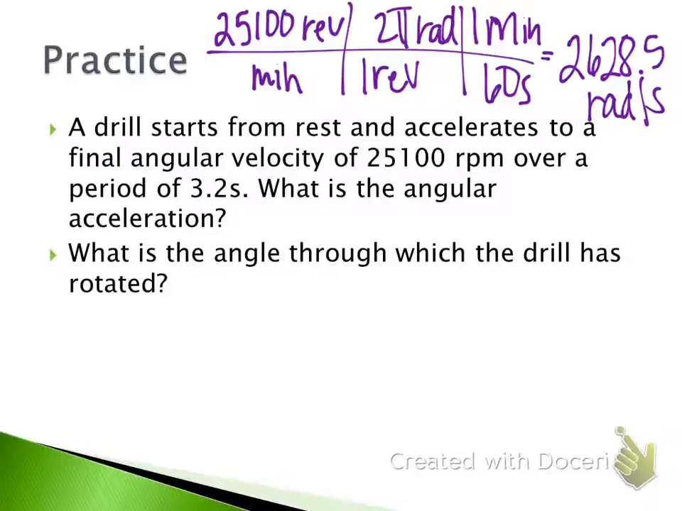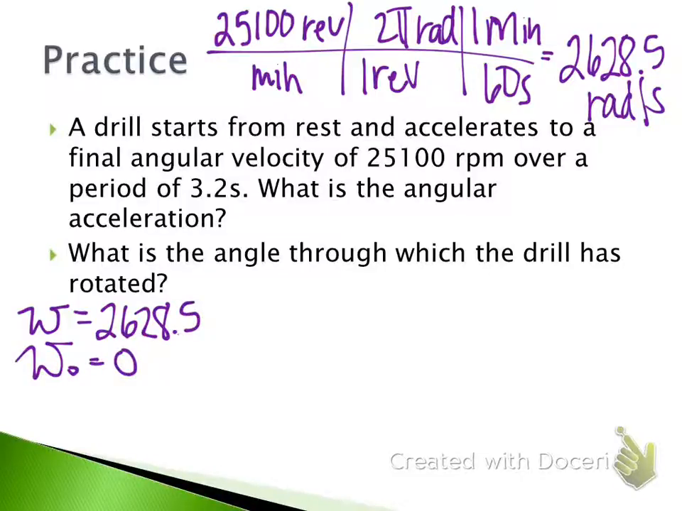Okay, we end up coming out with around 10 to 11% of what we originally started with in RPMs. Okay, so is that our initial angular velocity or our final? That is our final, 2628.5. What's our initial omega there? Zero. Zero, good. And our time is 3.2. How do we go about solving for angular acceleration here? First equation, right? The easy one.